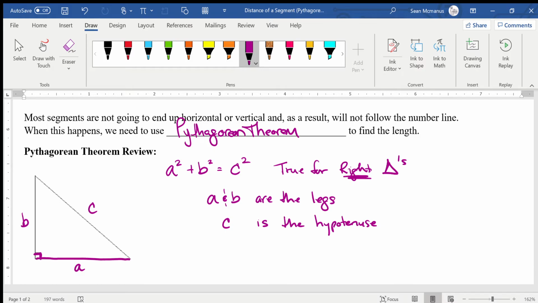That's going to make our life easier so we don't have to graph it all the time eventually. Okay, so Pythagorean theorem, a squared plus b squared equals c squared. That's true for right triangles, right? So if there's a 90-degree angle in there, A and B are the legs, right? And C is the hypotenuse.